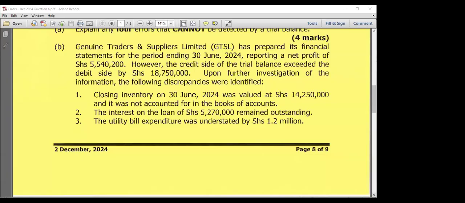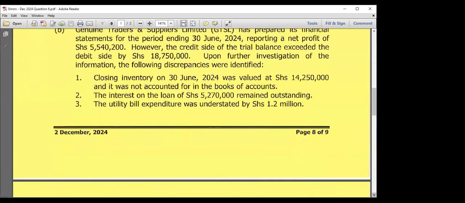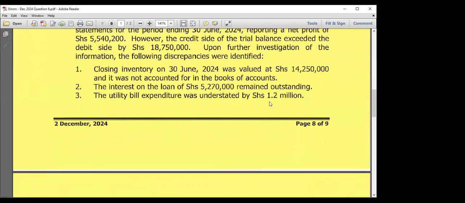Then we have 3. The utility bill expenditure was understated by 1.2 million. These are the things I was explaining. Do you think this error will affect your trial balance or not? Error number 3.